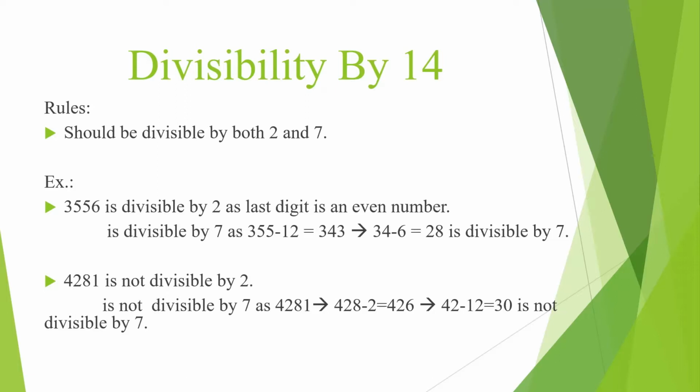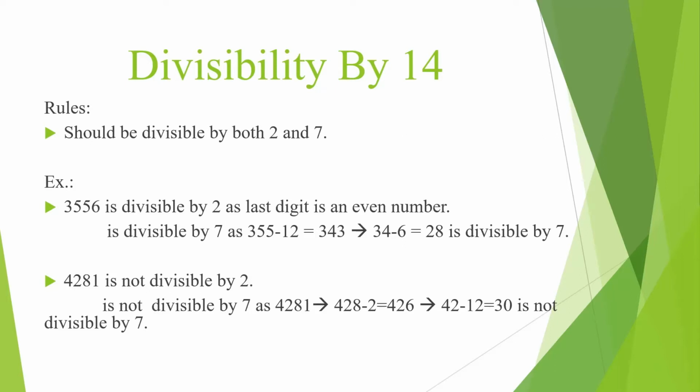Let us reduce it further. The last digit we have to ignore, nothing but 34. Minus 3 into 2 is 6. When we find the difference, we will get 28. 28 is divisible by 7. So 3556 is also divisible by 7. As it is divisible by both 2 and 7, it is divisible by 14 also.